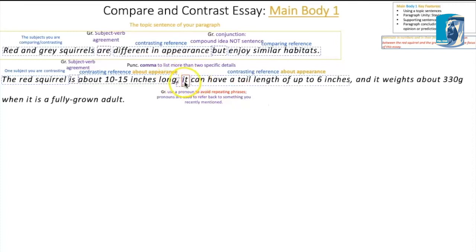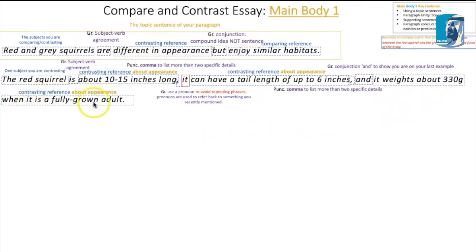Again, you've got your subject, verb and object. It can have a tail length of up to 6 inches. Put a comma again and use the conjunction and to show that you're on your last example. This is essential. That comma and is not only to make a compound sentence, but where you've got more than 3 things in a list, it is the indication that we're on our last example. And here we talked about the length of its actual body, the length of its tail, and its weight. Now, interestingly, in this last example, it weighs about 330 grams. We could have stopped there, but there's additional information here.